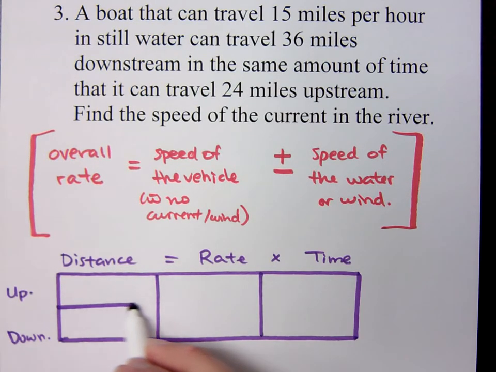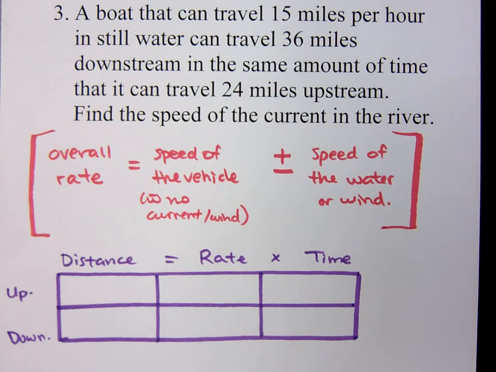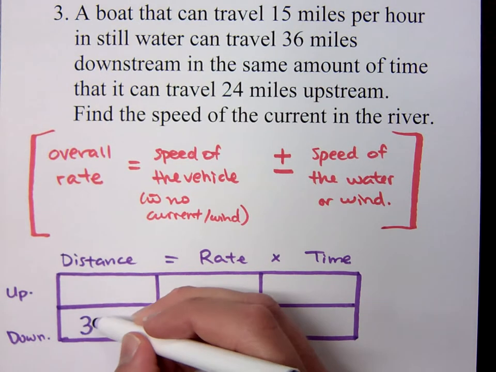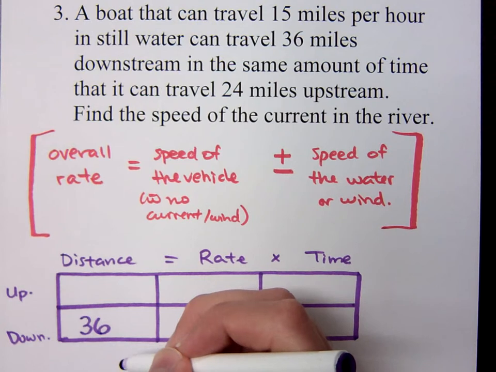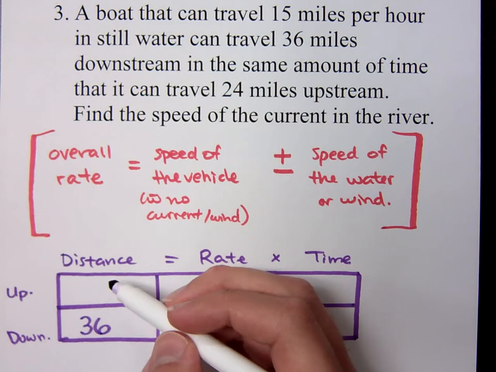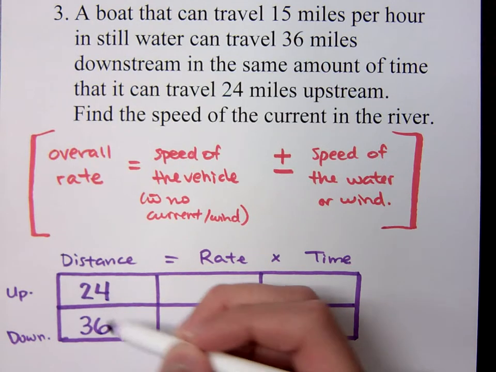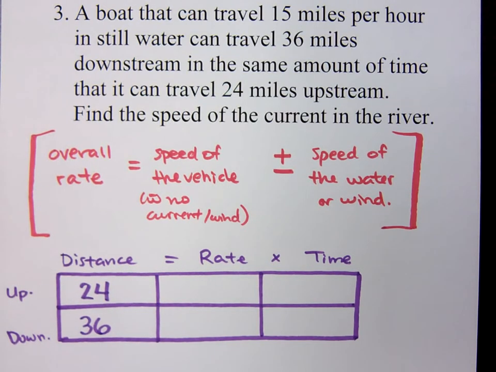So I need you to tell me what we know about going upstream and downstream. Easiest thing to start with is probably your distance, because it gave that to you. What do you know about your distance? Oh, okay. Downstream is 36 miles. So you travel 36 miles downstream, and the same time it takes you to do what? Go upstream 24 miles. Travel upstream 24 miles. Do you know anything about the time or the rate?